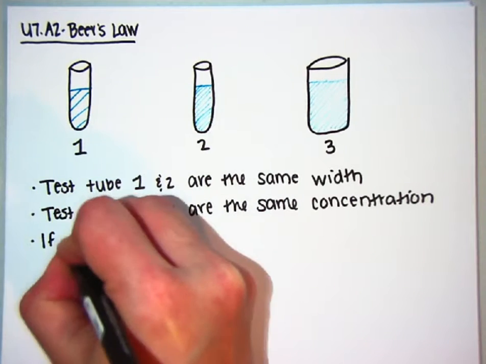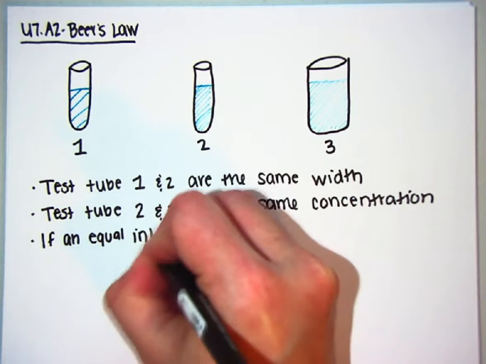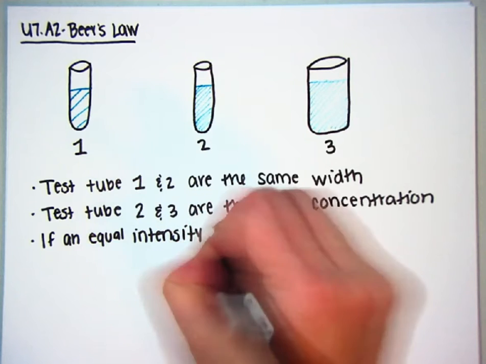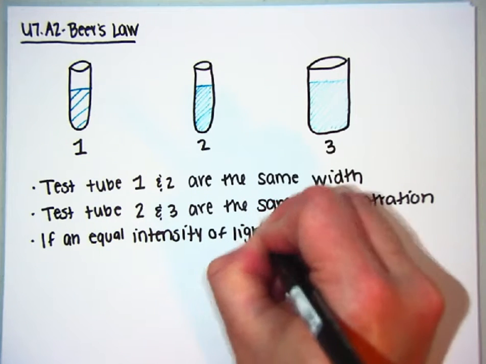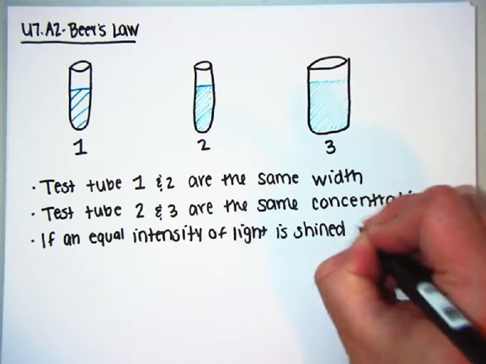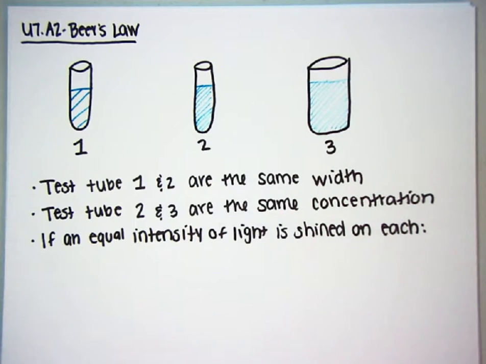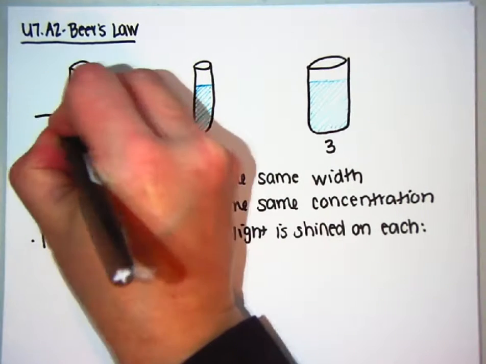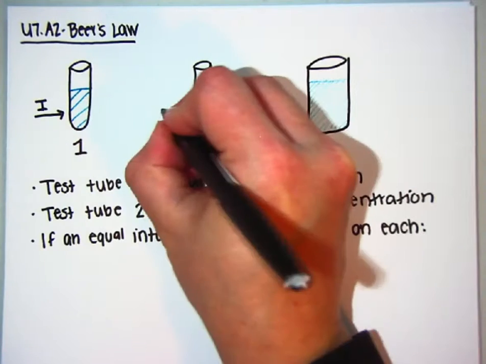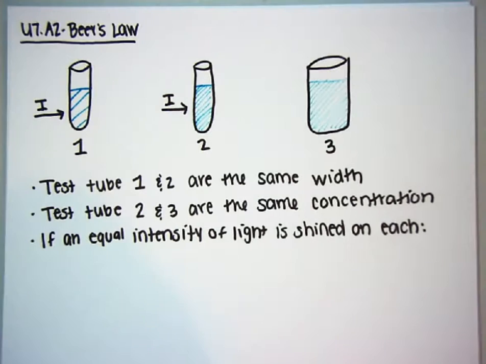So let's say an equal intensity of light is shined on each test tube. What do you think is going to happen? Let's compare test tube 1 and 2. We shine an equal intensity of light through each of these test tubes. Which one is going to absorb more light and which one is going to transmit more light?